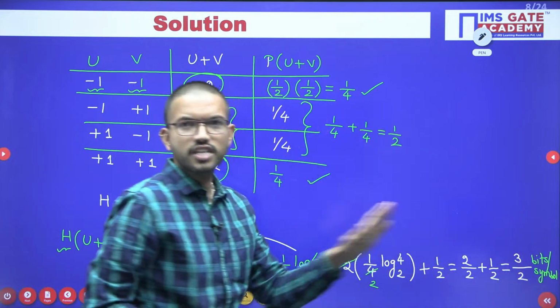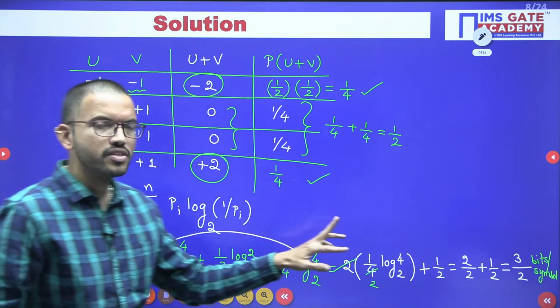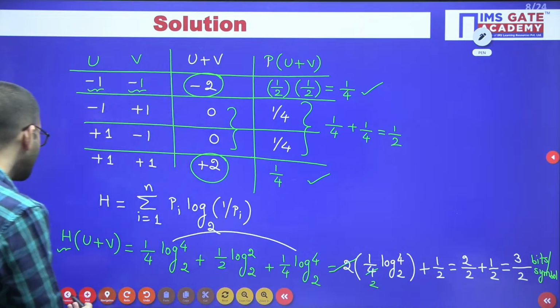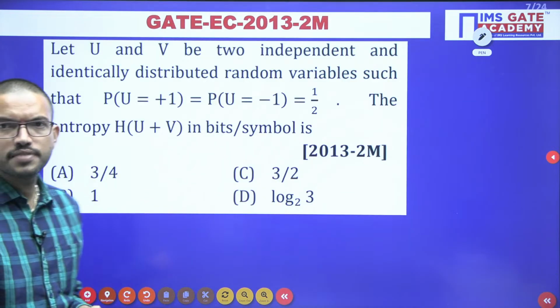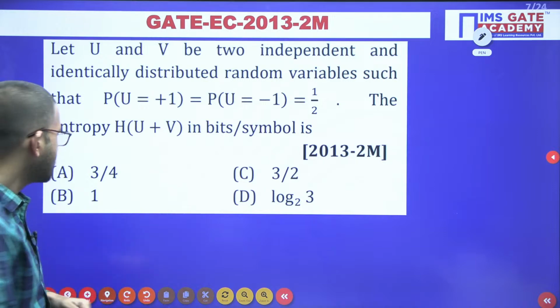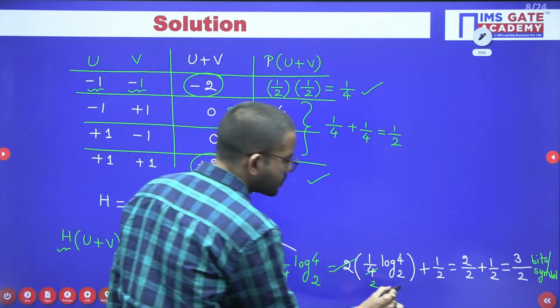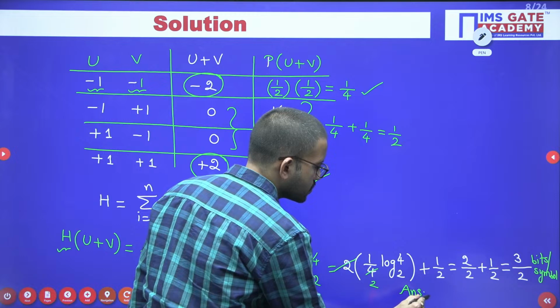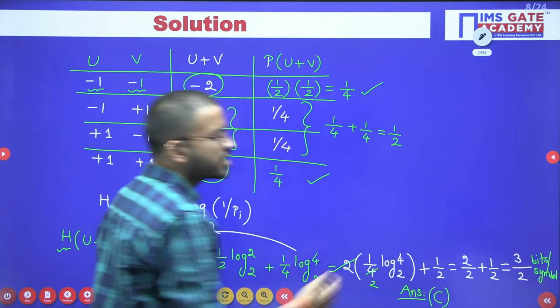Okay, in some question they will mention normal value, 3 by 2 is nothing but 1.5, but in this question they have given ratio of two numbers. So option C is the correct answer.